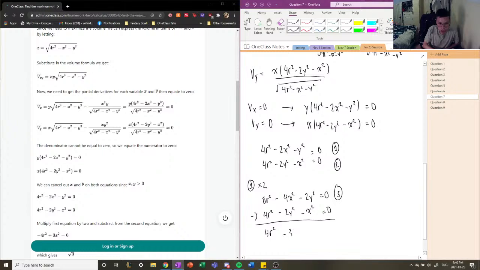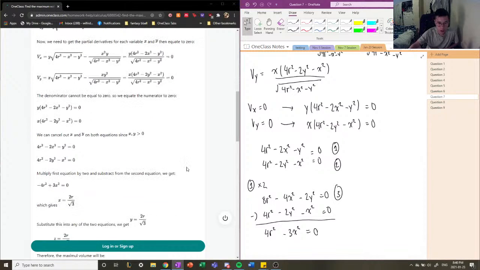we get 4r² - 3x². And the y terms cancel: 2y² minus 2y² is equal to 0. Okay, and now we have here that we can solve for x in terms of r, right? So x is going to equal 2r divided by root 3.